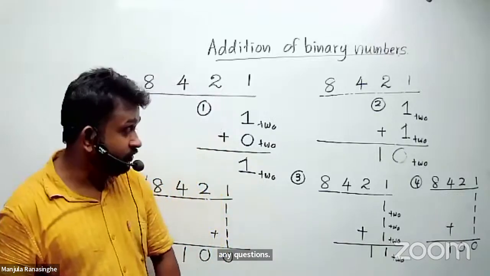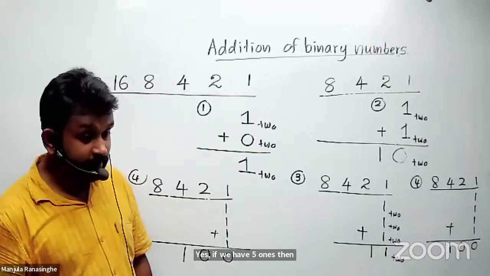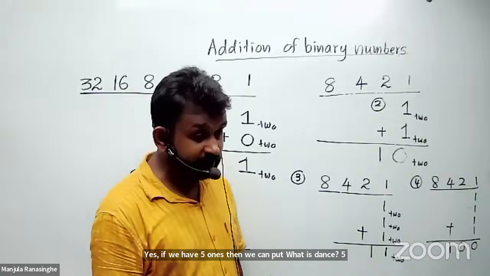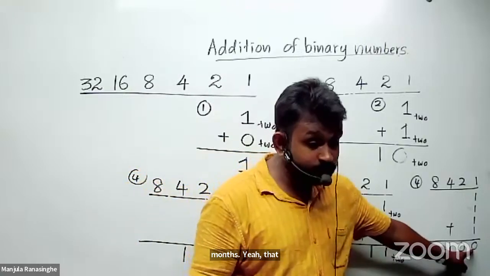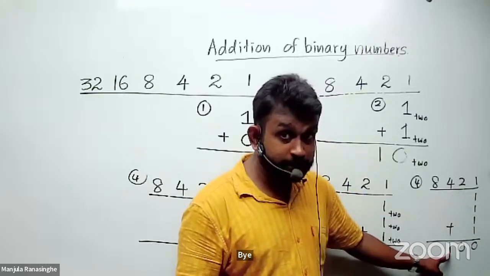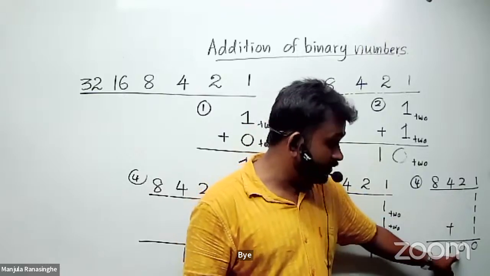Yes, if we have five ones, then we can put where? One, what is the answer? Five ones. Here, that transfer. One you can keep there, and four can transfer to this part. Then what would be the answer? One, zero, one.